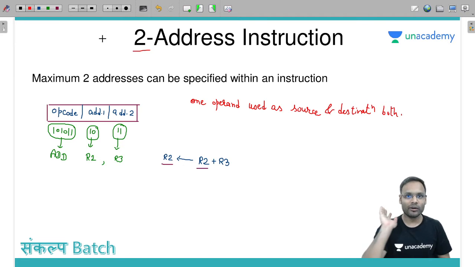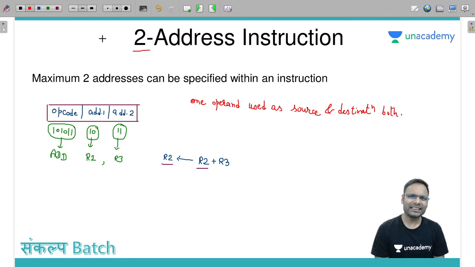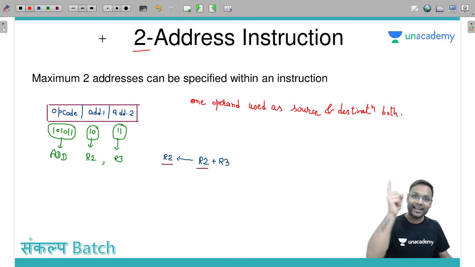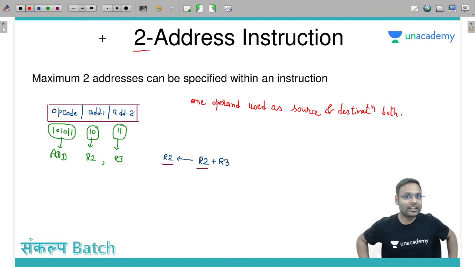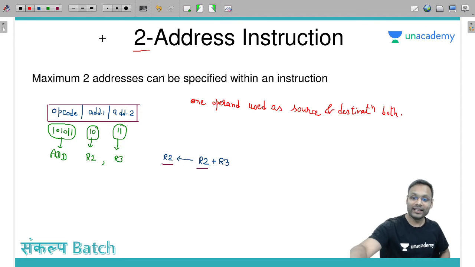So suppose there is a computer system that supports 2 address instructions. Can that support 3 address instructions also? No. Maximum 2 addresses, more than 2 is not possible. Can it support 1 address? Yes. Can it support 0 address? Yes. But it cannot support 3 address instructions. Did you understand? Let's move ahead.